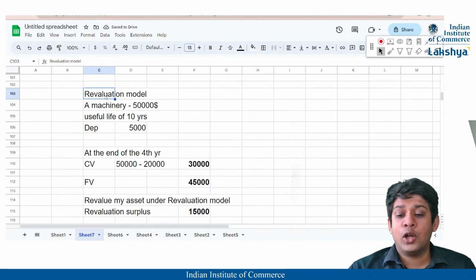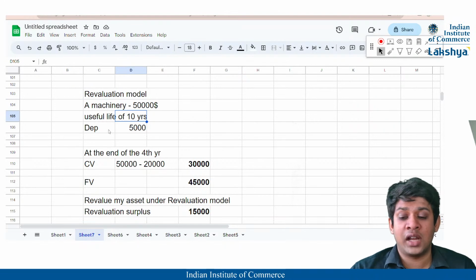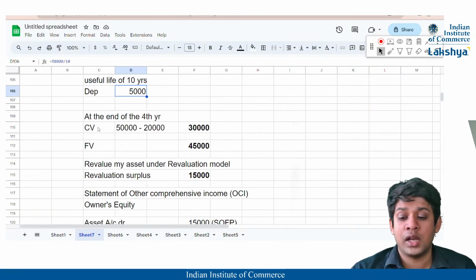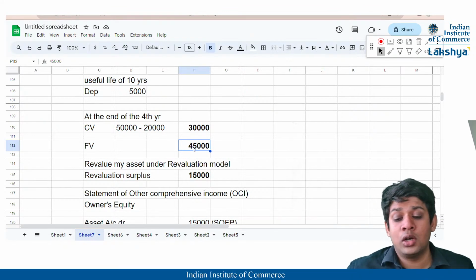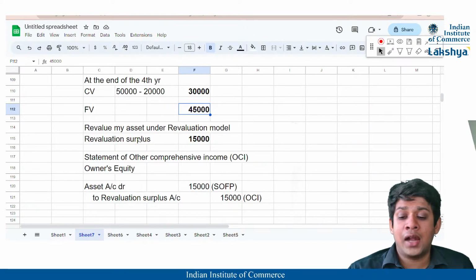Maybe say I have adopted the revaluation model. I'm taking the same example. There is a machinery of $50,000 with a useful life of 10 years. Thus, depreciation charged per year is $5,000, right? So the carrying value at the 4th year end is $30,000, and the fair value that I identified out in the market was $45,000. So, taking into consideration that my asset might be sold, I am calculating the current market value of my asset and revaluing it upwards, right?